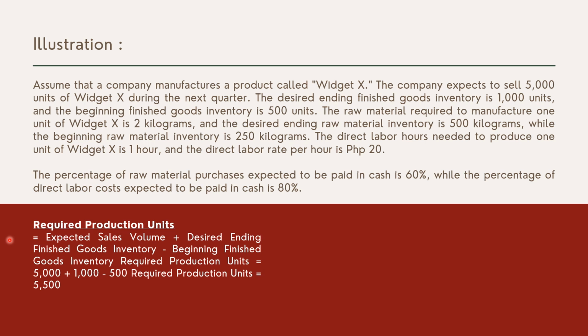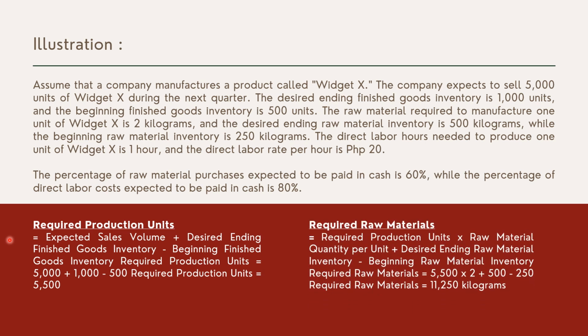So that's 5,500. Next is we need to get the required raw material. So, the required raw materials, alam na natin yung formula. Mula sa required production units na 5,500, i-multiply siya sa raw material quantity per unit that is 2 kilograms.